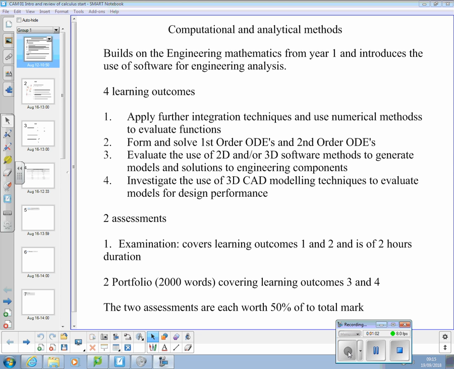3 is evaluate the use of 2D and or 3D software methods to generate models and solutions to engineering components. So that is the content of the assignment largely. And investigate the use of 3D CAD modeling techniques to evaluate models for design performance. So although we're going to be doing some handwritten maths and there is an exam in this module, there's also some stuff that we're going to do with software, so bring software into it. So that's my handwritten answer, confirmed by the software.